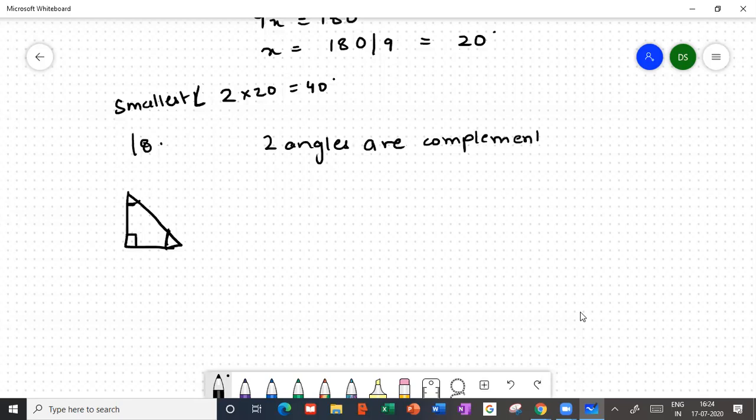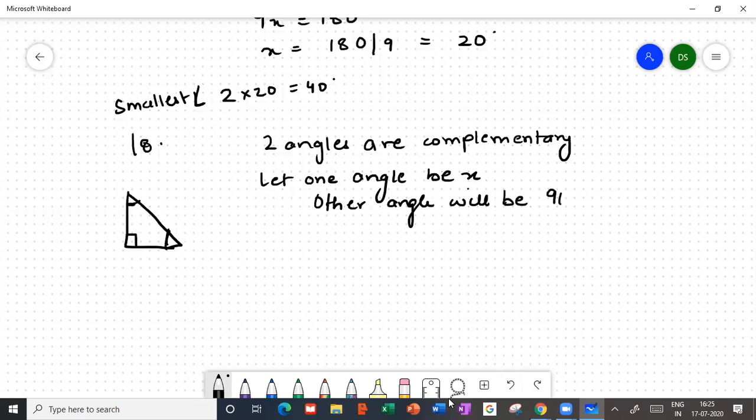If I were to write it mathematically, how will I write? Let one angle be x, so the other angle will be 90 minus x, correct? Complementary. So it will be x plus 90 minus x plus, suppose the third angle is y, is equal to 180, correct? So x and x get cancelled. I'll take 90 that side, so y is 90, which means one angle is 90. That means it's a right angle triangle. That's all.